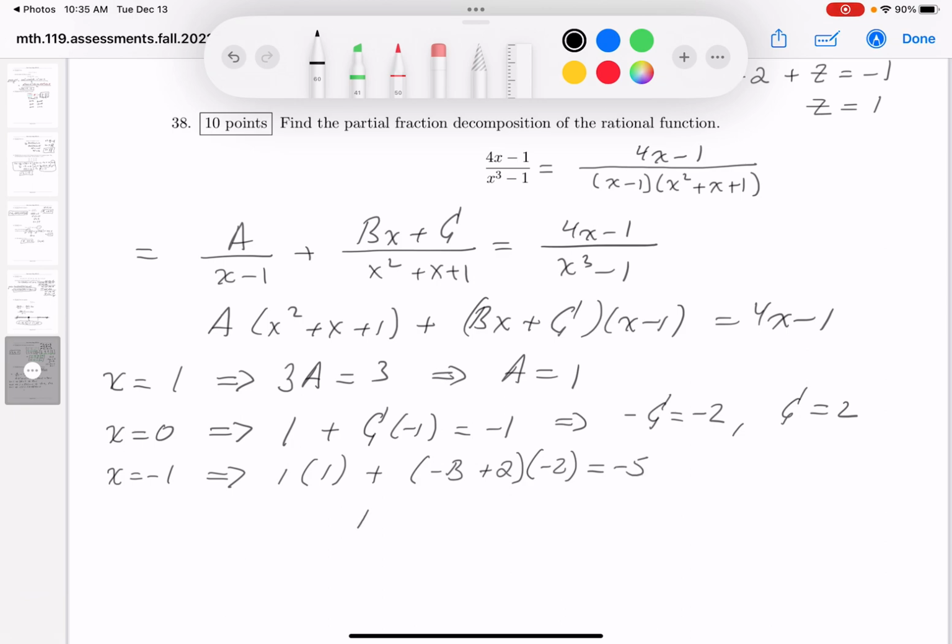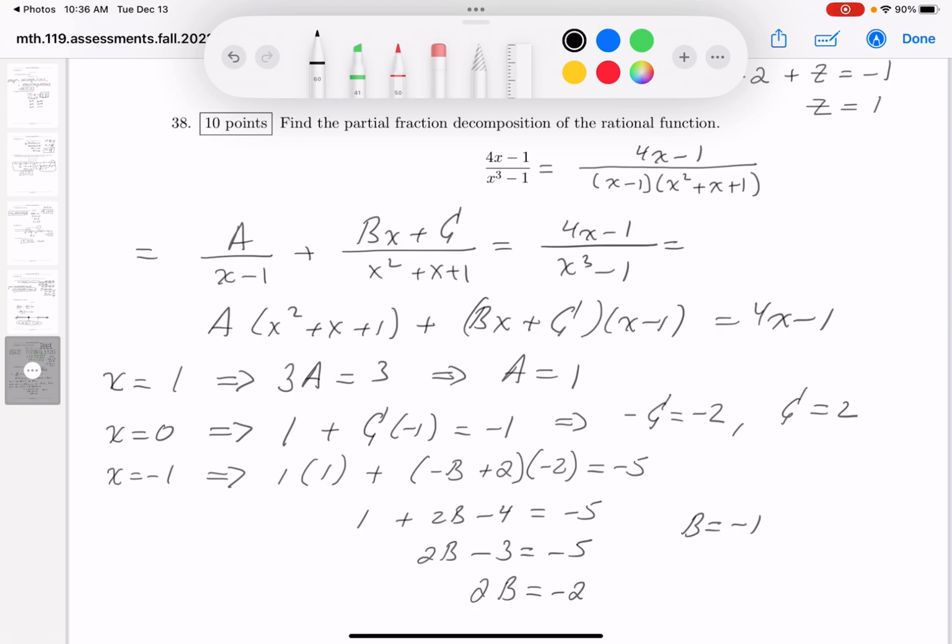Well, you're going to get 1 plus 2B minus 4 is equal to minus 5. You're going to get 2B minus 3 equals minus 5. If you add 3 to both sides, 2B is equal to minus 2. So B is minus 1. All right, so I think I'm ready to write it down for you.